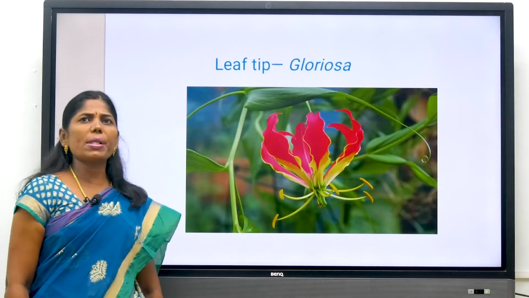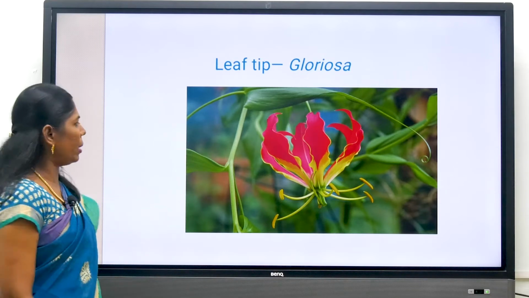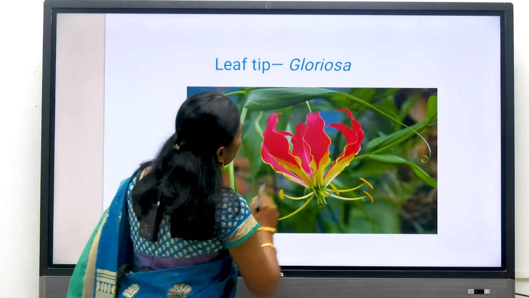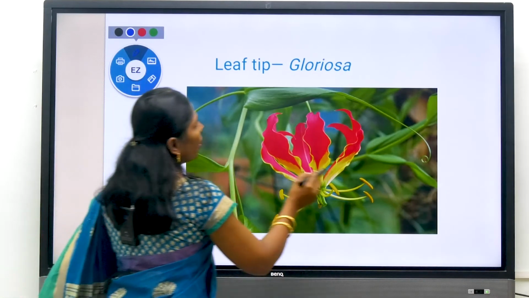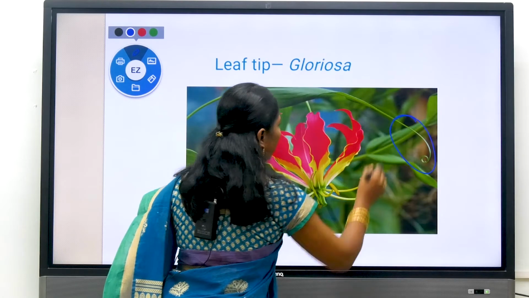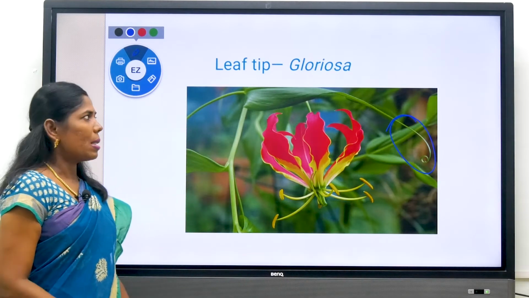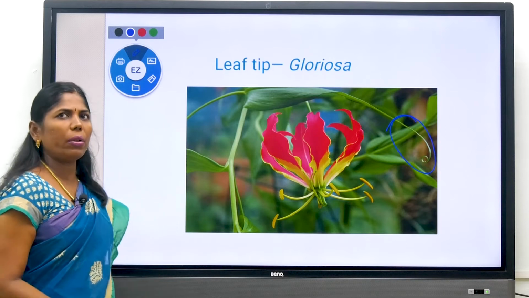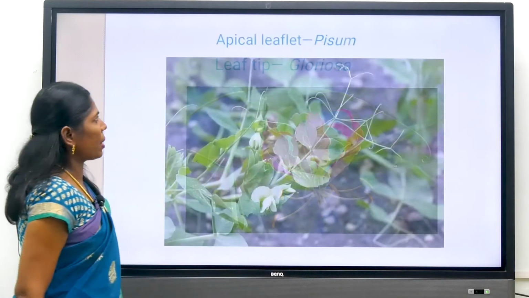So, in Gloriosa the leaf tip is modified. Leaf tip means the apex region. This is the apex region. So, the leaf tip is modified into tendril. So many parts are modified into tendrils. This is Gloriosa, where the leaf tip is modified into a tendril-like structure.